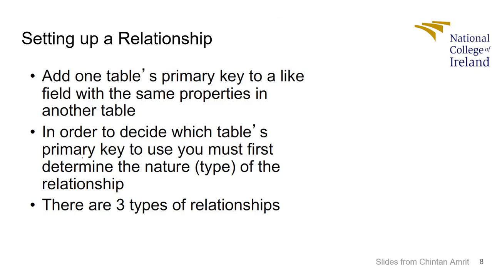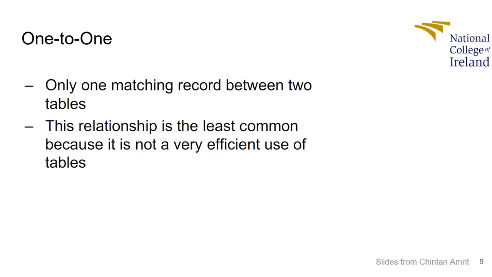To set up a relationship, we can add one table's primary key to a like field with the same properties in another table. In order to determine which table's primary key to use, you must first determine the type of the relationship. There are three types, which we saw briefly last week as well. The one-to-one relationship has only one matching record between two tables, and this is not very efficient, and we will see why.